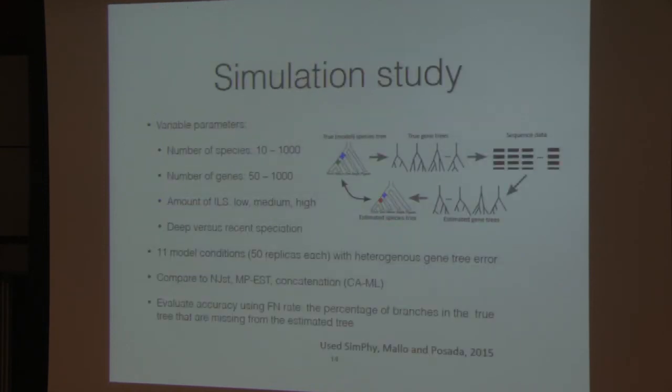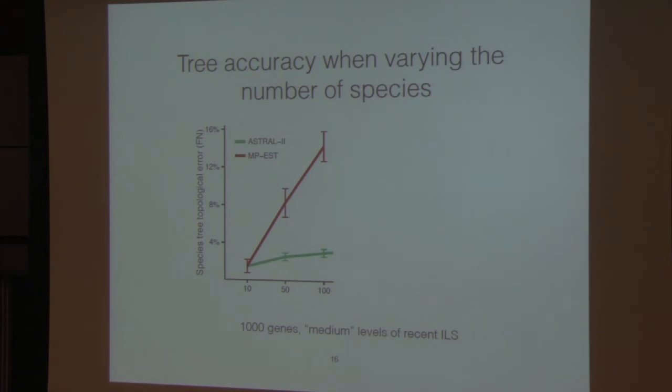We did a massive simulation study. We compared it against MP-EST, and this is tree error on the y-axis. And this is what happens as you increase the number of genes. So when you start with only 10 species with 1,000 genes, they have the same accuracy or the same error. At 50 species, there's a big difference, right? Because blue is what Astral is. At 100, there's a huge difference. And at that point, you can't even run MP-EST, but Astral keeps running, and it can go to 1,000. So 1,000 species with 1,000 genes, and it still has good accuracy.